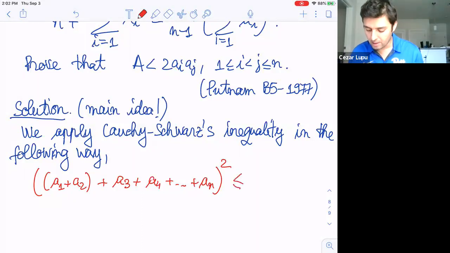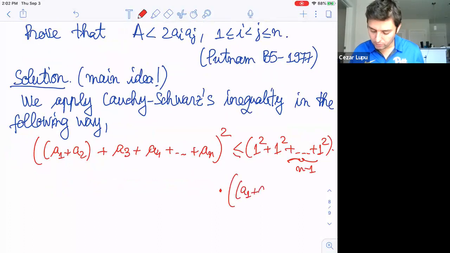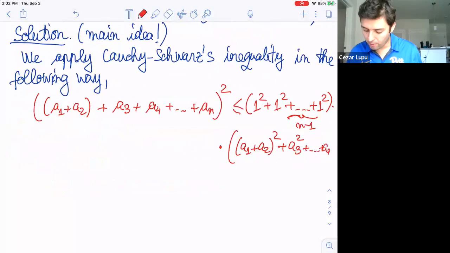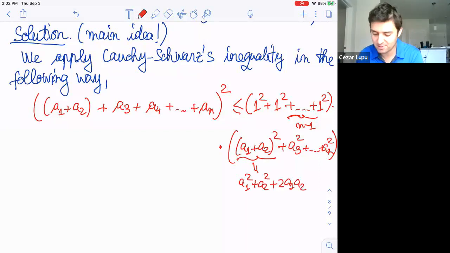So this will be less or equal than what? Let's write it: 1 squared plus 1 squared plus 1 squared, here I have n minus 1 terms, times A1 plus A2 squared plus A3 squared plus AN squared. So that's the Cauchy-Schwarz. You'll see some details here, because when you expand this guy, that's the trick: you get A1 squared plus A2 squared plus 2A1A2, which is exactly what you wanted to derive. You want to write it in terms of this guy.